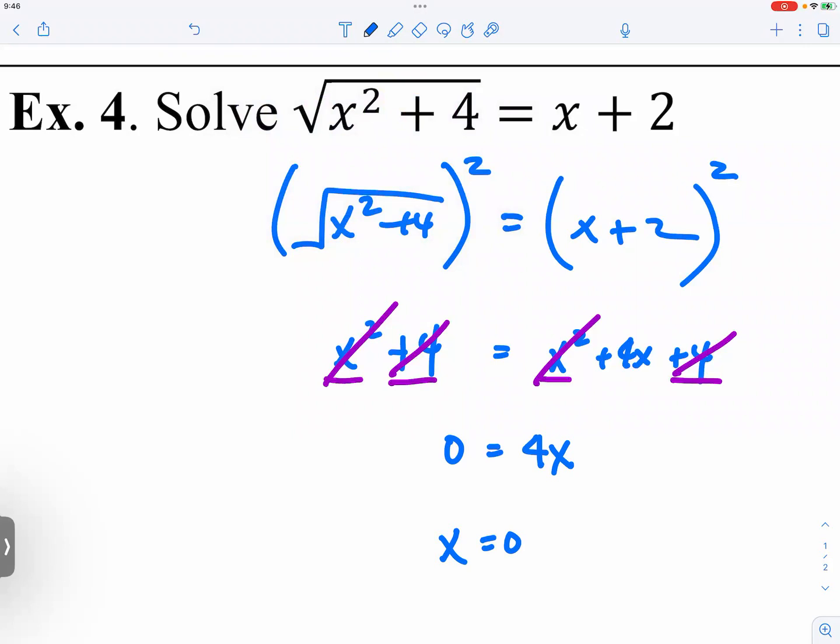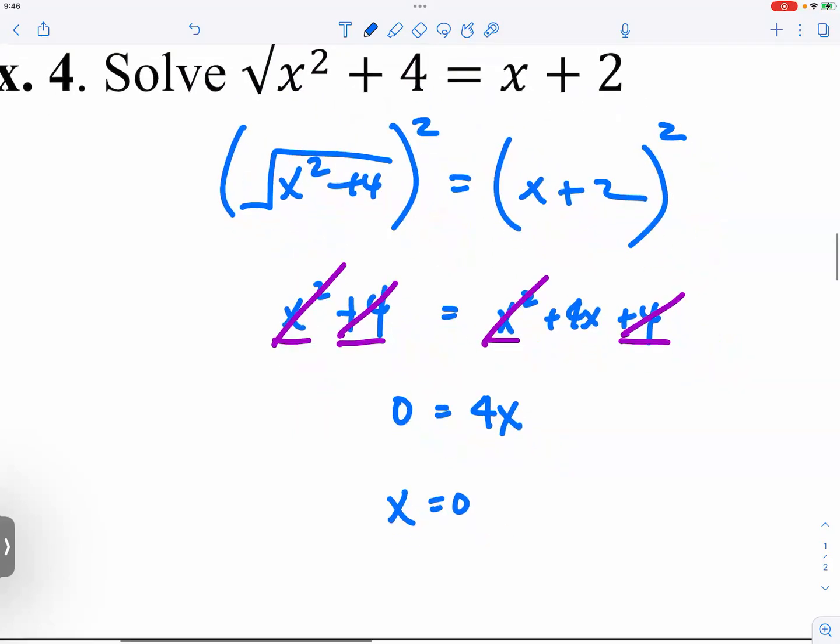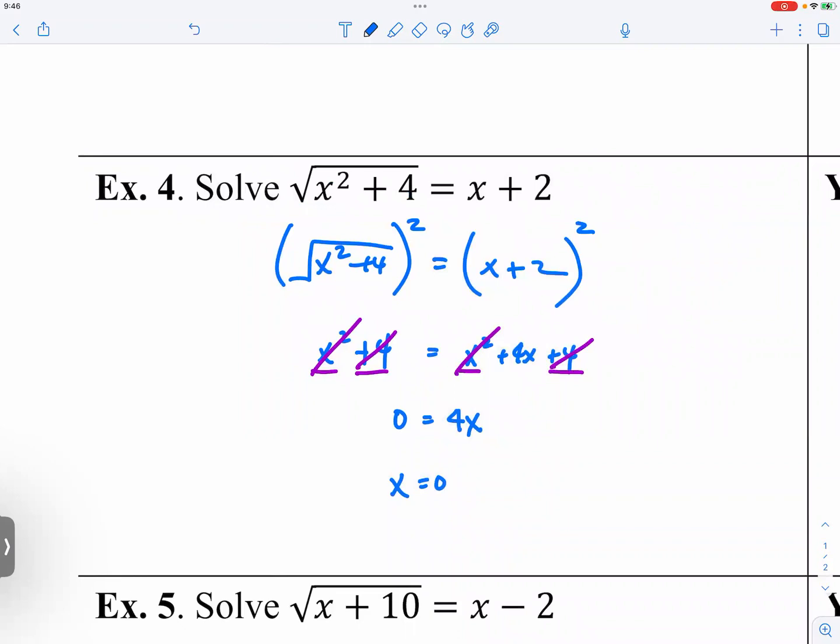Now, by the way, when you have 0 equals 4x, x is equal to 0. It is not no solution. Okay, it's not no solution. 4 times something equal to 0, that means that something must be 0. And you put it back in there to check.